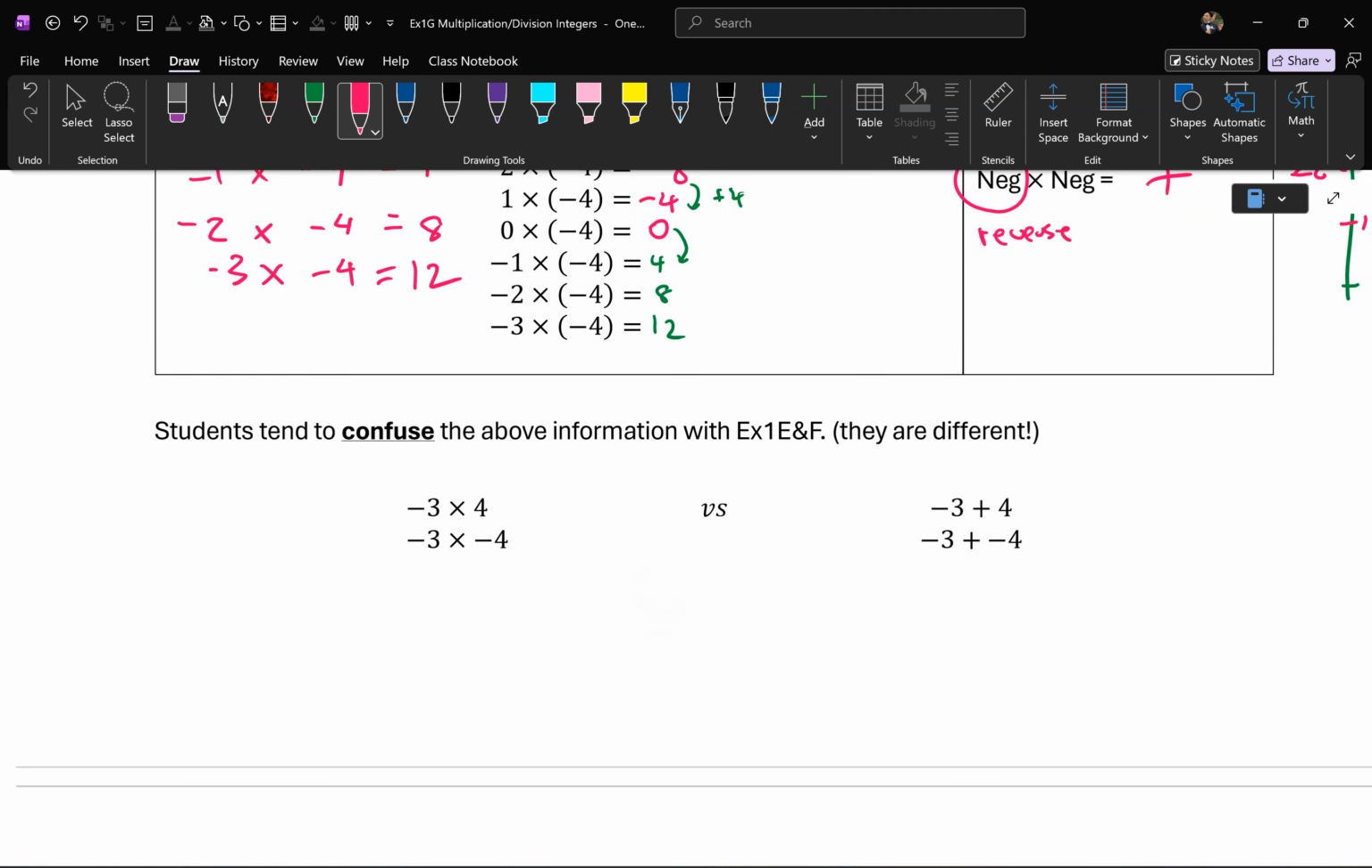Multiplication versus addition. Once you learn this exercise, you'll get familiar with it. You say negative times a positive gives you negative. And then here, negative times negative makes positive. So if you multiply them, 3 times 4 is 12. So you say negative 3 times 4 is negative 12. Negative 3 times negative 4, you'd say positive 12.